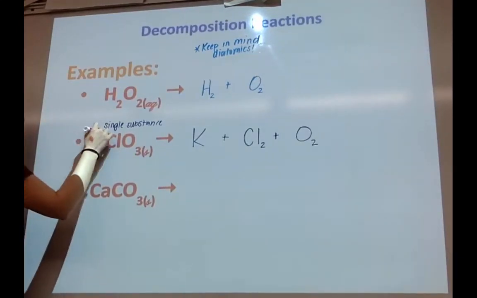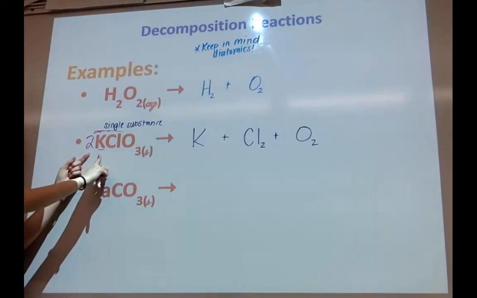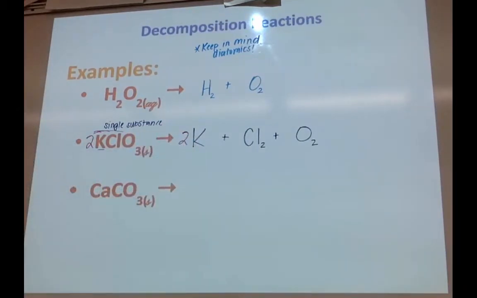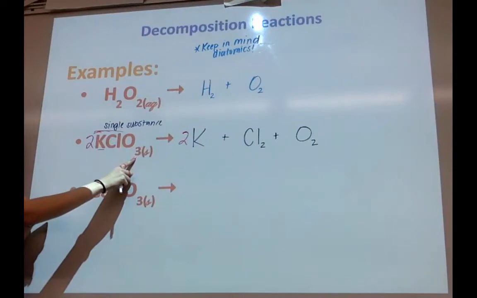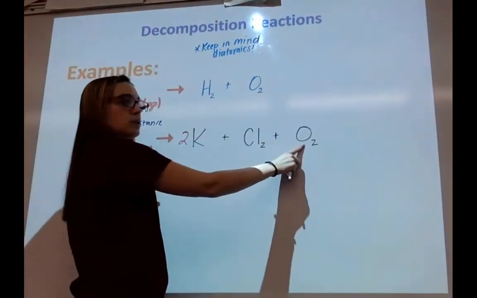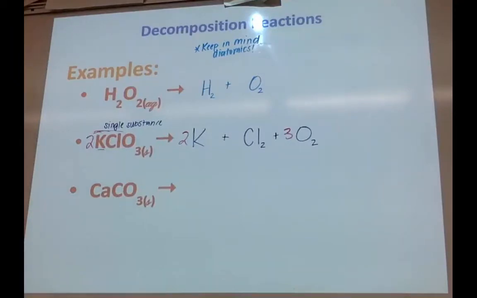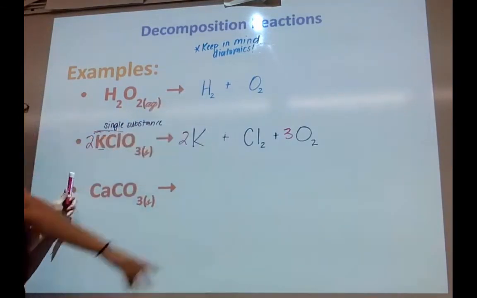Remember, this 2, this coefficient goes to everything. So now my chlorines are balanced, but now I've put a 2 in front of potassium. Now count your oxygens. Remember, you save oxygen for the end. 2 times 3 is 6. Over here, there's only 2. So put a 3 in front. So your coefficients are 2, 2, 1, 3. Your reactant decomposes into its elements.